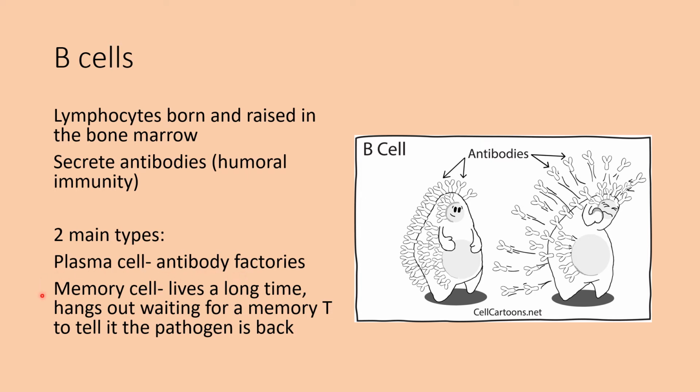And then there are memory B cells that, kind of like the memory T cells, just hang out in the body pretty much forever. And then if a memory T cell recognizes that same pathogen again, the memory T cell will go tell a memory B cell, and then that memory B cell will differentiate back into some plasma cells to start pumping out a ton of antibodies really, really fast in response to the infection.